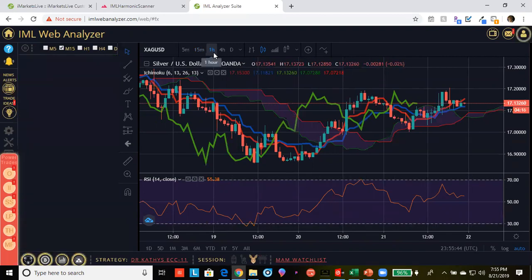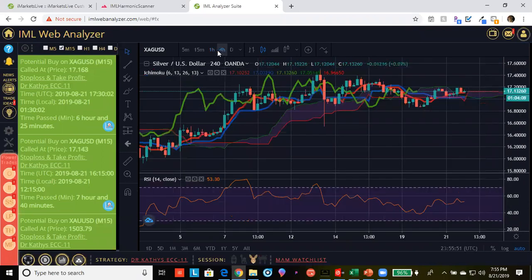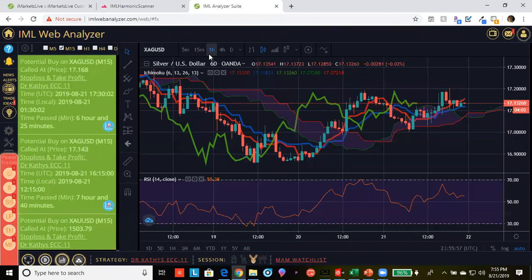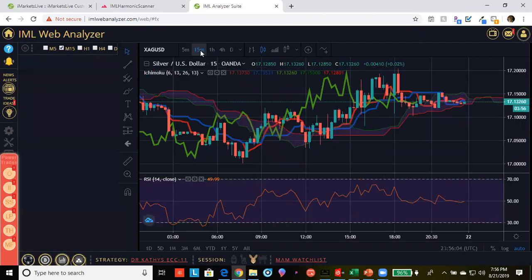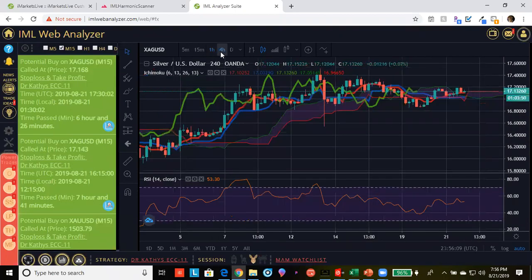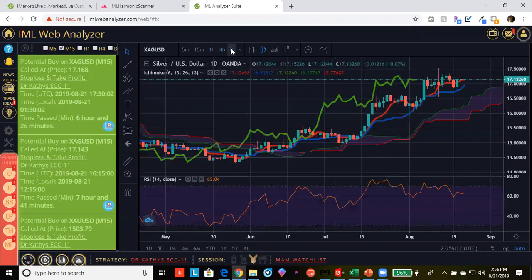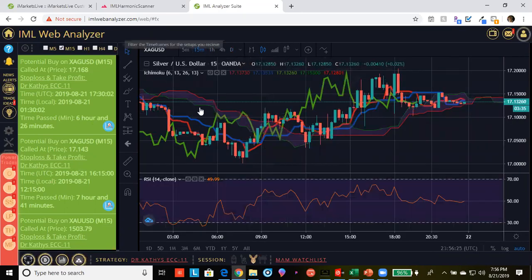The silver looks good on the 1 hour chart. Of course, it is a pullback on it right now, but let's just go. We have a better chance, it looks like, of setting up something from this one right here, the 15-minute. It's going to take a little while, but it actually is going in the buy direction, just like the chart. Well, the web analyzer actually tells you.